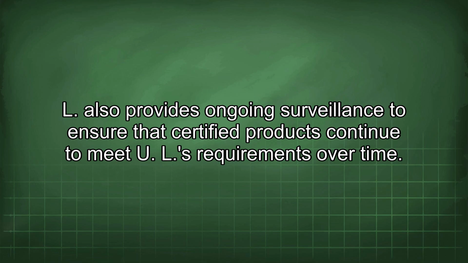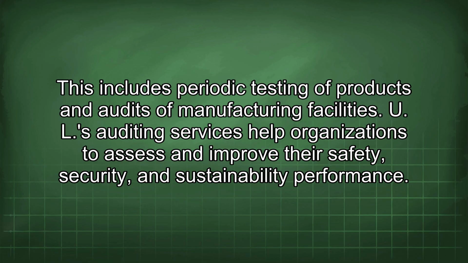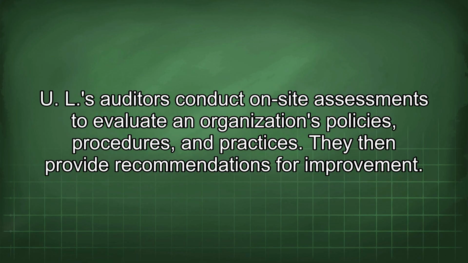UL also provides ongoing surveillance to ensure that certified products continue to meet UL's requirements over time. This includes periodic testing of products and audits of manufacturing facilities. UL's auditing services help organizations to assess and improve their safety, security, and sustainability performance. UL's auditors conduct on-site assessments to evaluate an organization's policies, procedures, and practices. They then provide recommendations for improvement.